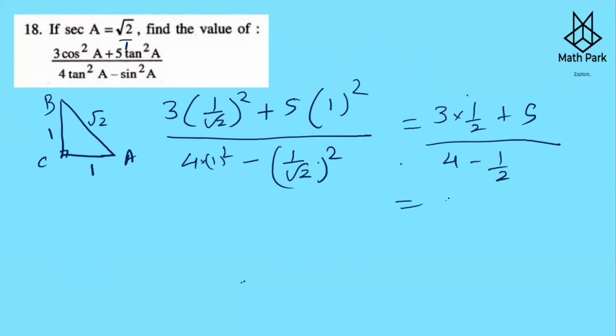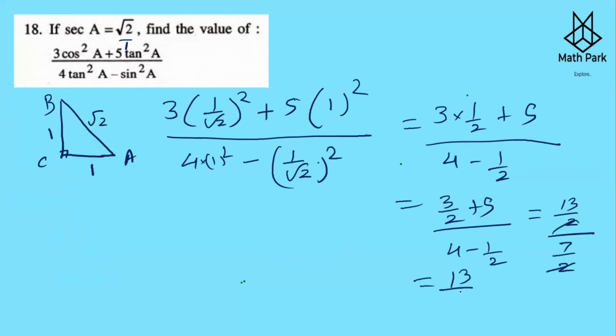So 3 by 2 plus 5 upon 4 minus 1 by 2. So 4 minus 1 by 2. Here the LCM is 2. So 5 2s are 10. 10 plus 3 we get 13 upon 2 upon 4 2s are 8. 8 minus 1 is 7. So 7 upon 2. This 2 and 2 will get cancelled. We are getting 13 upon 7, which can be written as 7 ones are 7, and 7 plus 6 is 13. So 1 6 by 7 is our final answer.